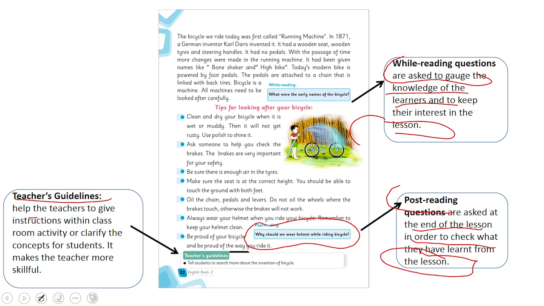Teachers' guidelines help the teachers to give instructions within a classroom activity or clarify the concept for students. It makes the teacher more skillful. It gives more direction and instructions to the teacher to tell students more about the topic, give extra information, or ask them to do an activity or something else.